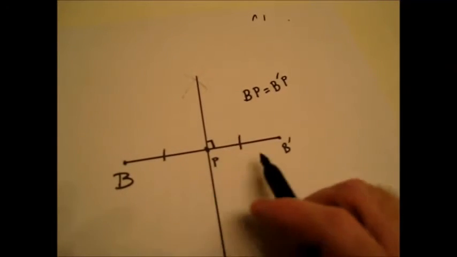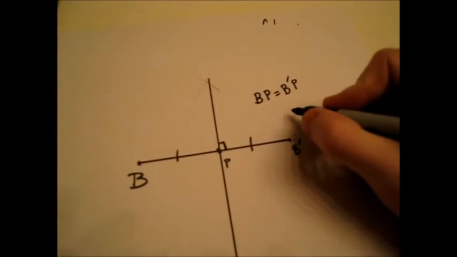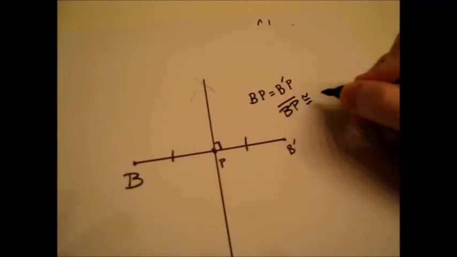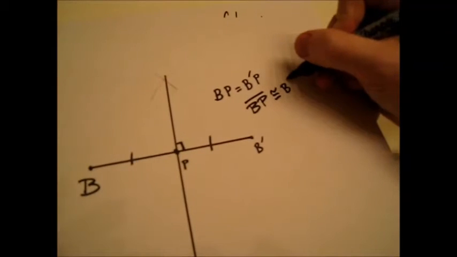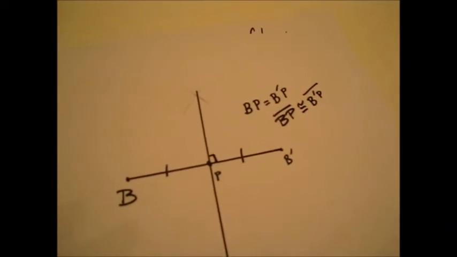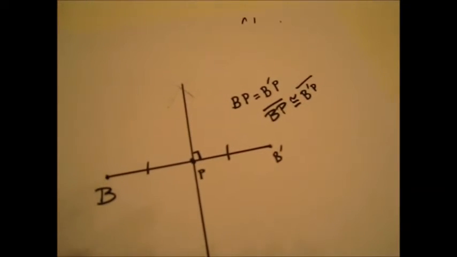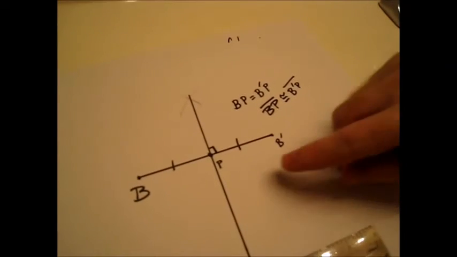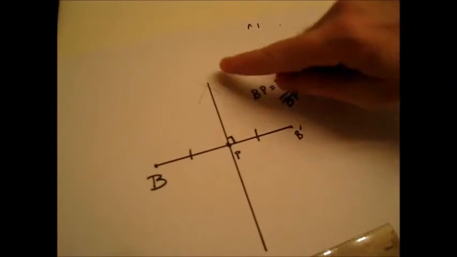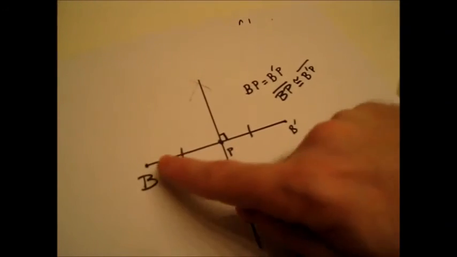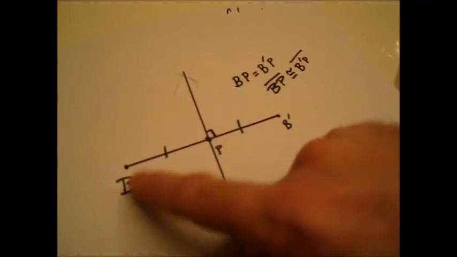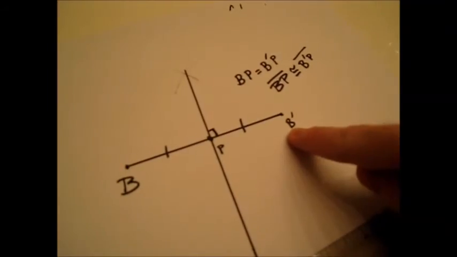They're the same measure, and we can also say BP is congruent. Now we're not talking about length, right? We're talking about congruence. It's congruent to B prime P. Because, again, our line of reflection is a perpendicular bisector to the line segment that we drew between our pre-image point and our image point.